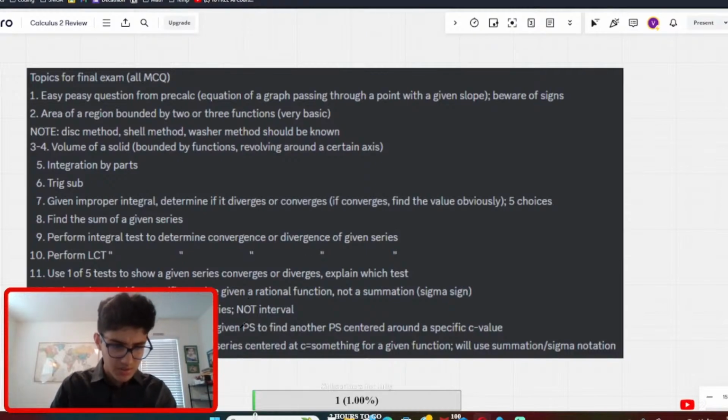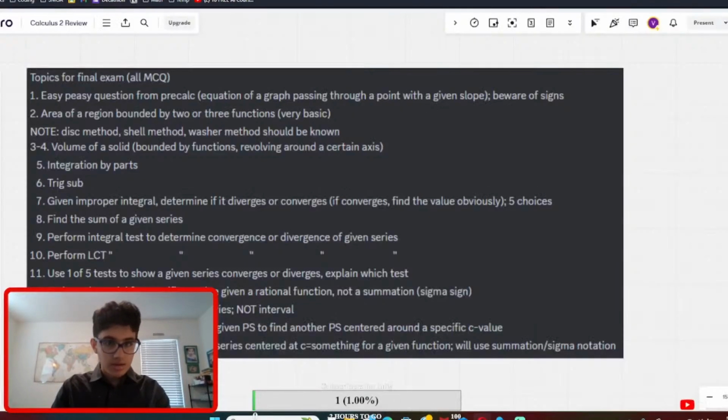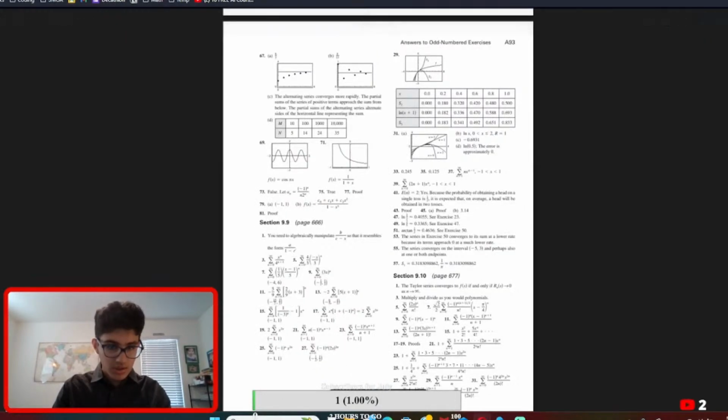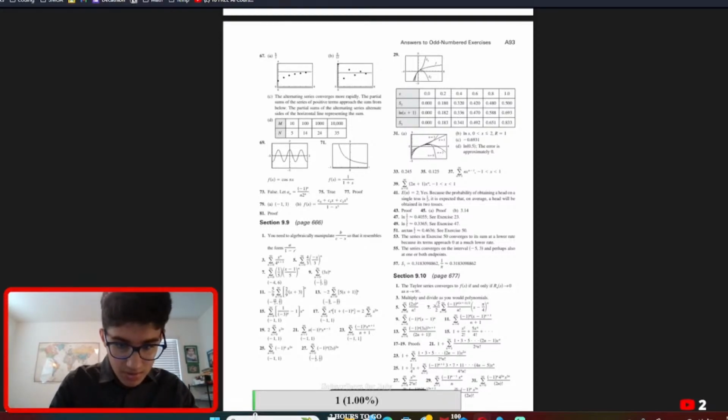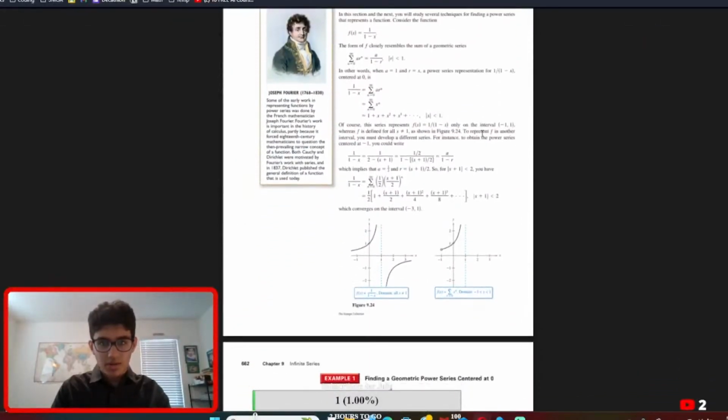Okay, this is where it gets a bit harder. Use a given power series to find another power series centered around a specific c value. I haven't really done that. I don't know what they mean by that. I should see an example of that. Right? So let me look in the book. If I can't find it in the book, I can Google one. I just need one example because I can do it when it's not asking for a particular c value, but whatever.